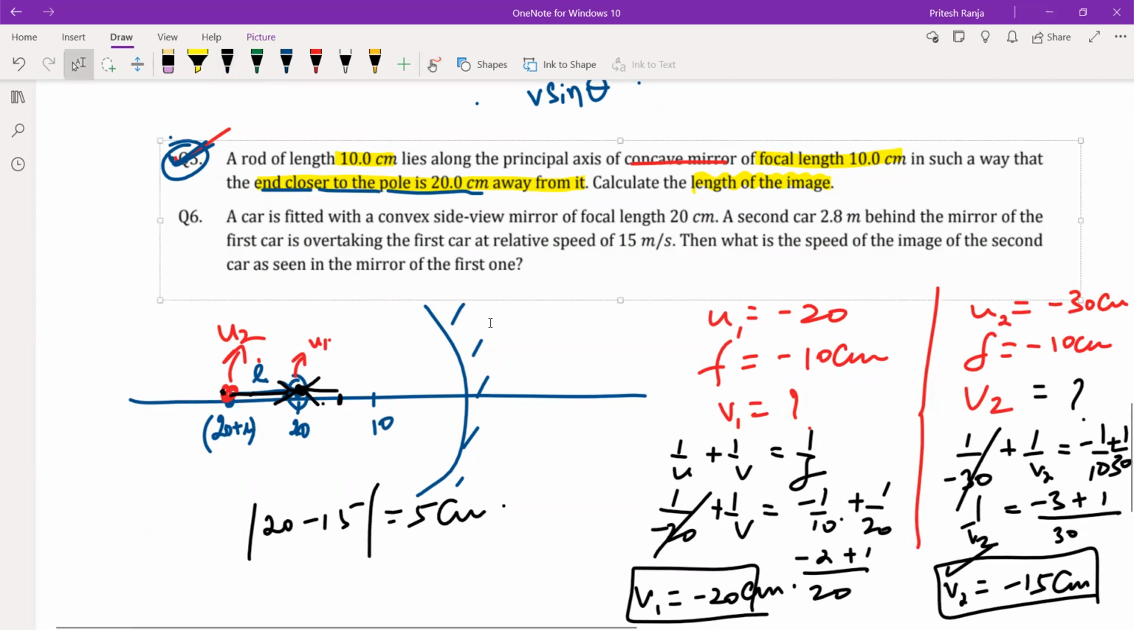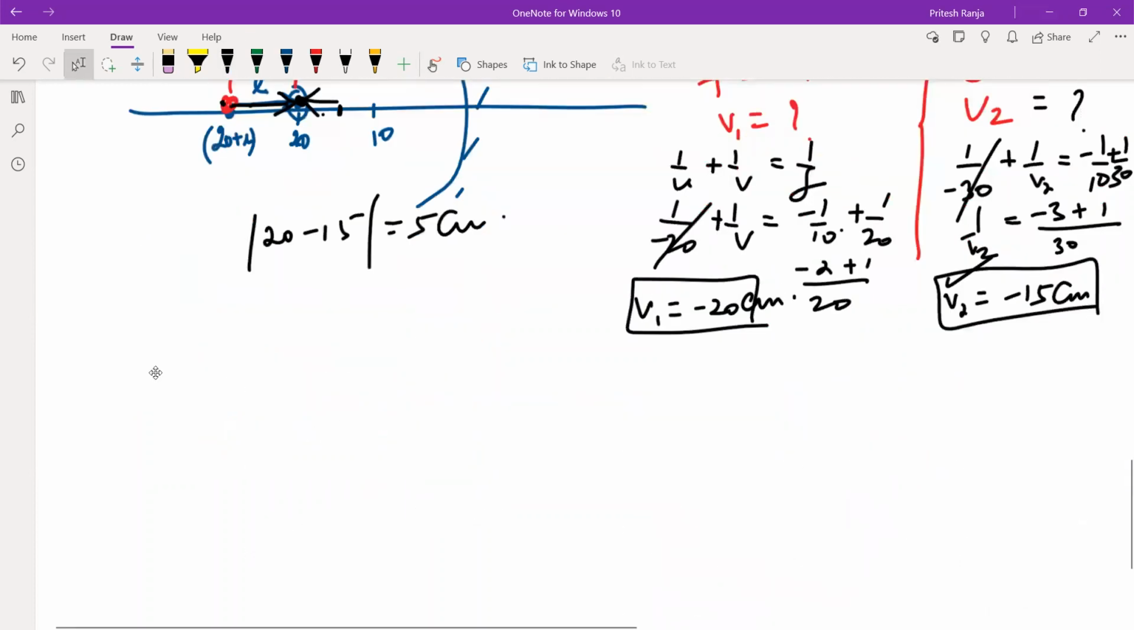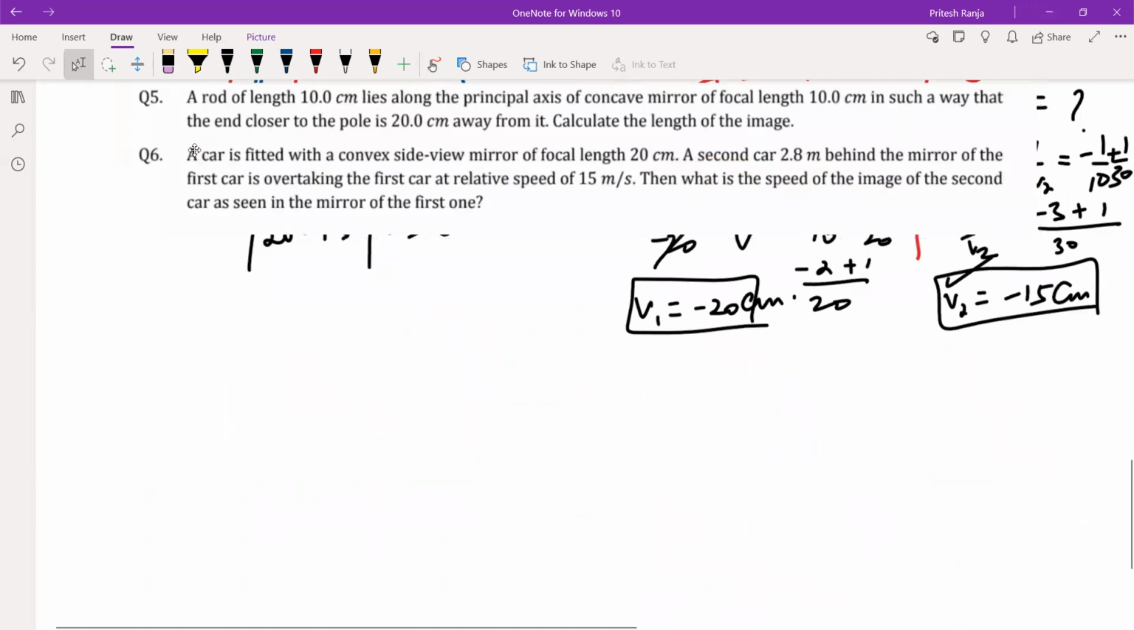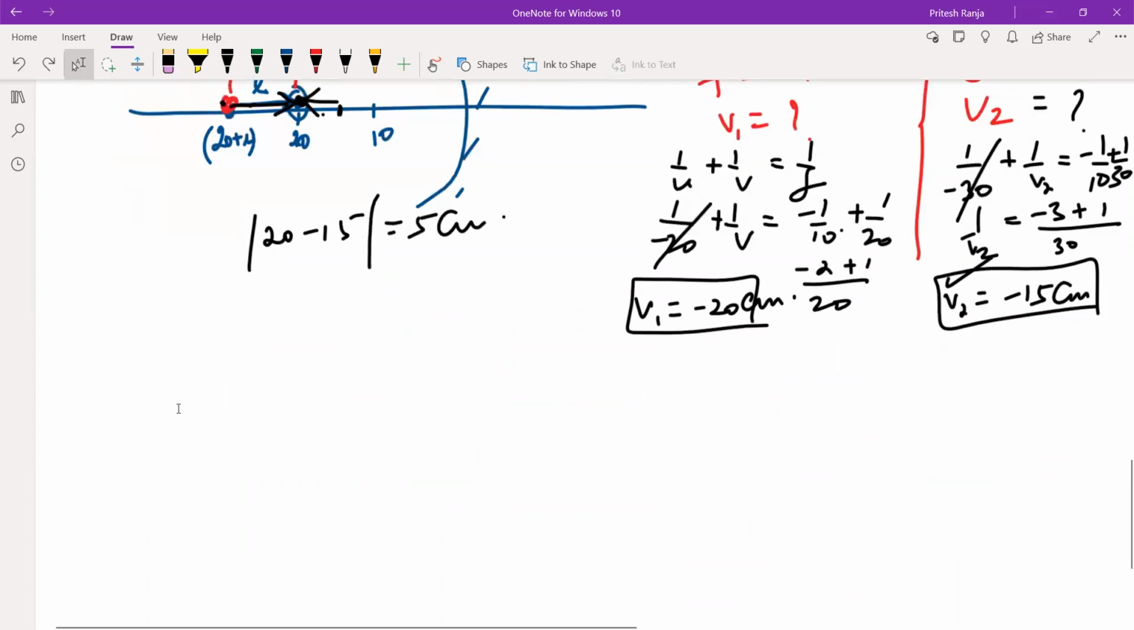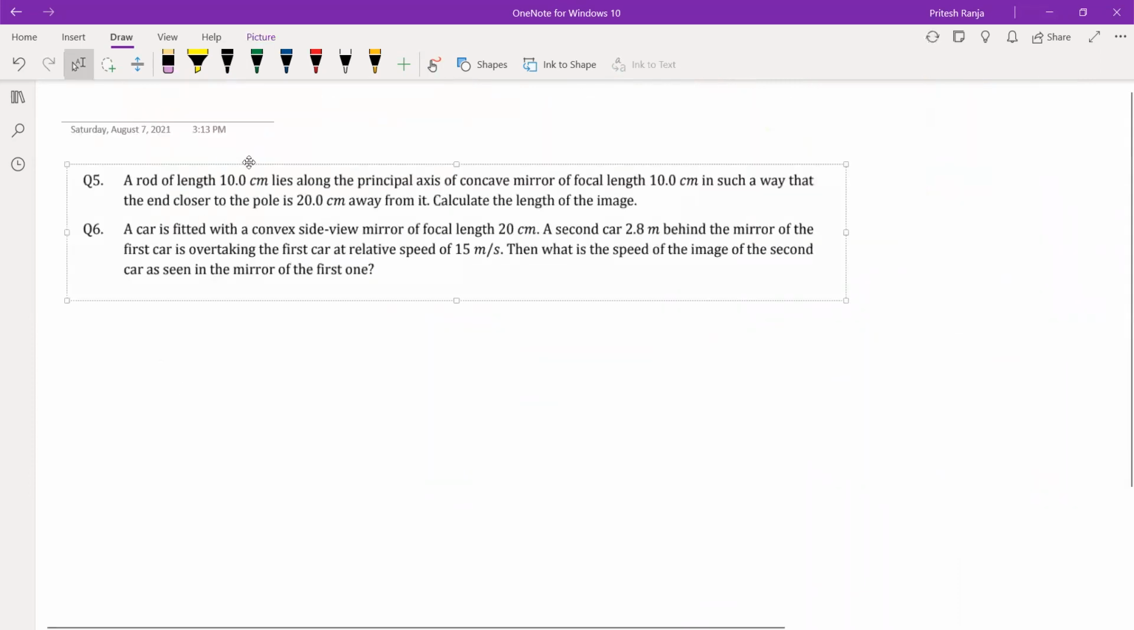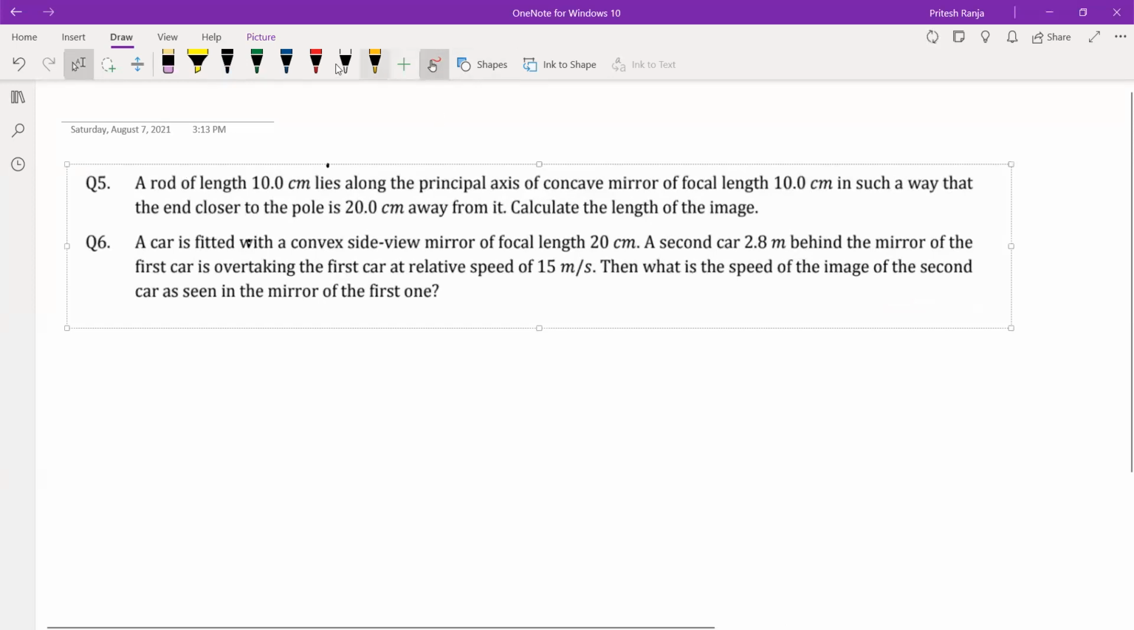Okay, very simple here. Number 6. Number 6 we will do.